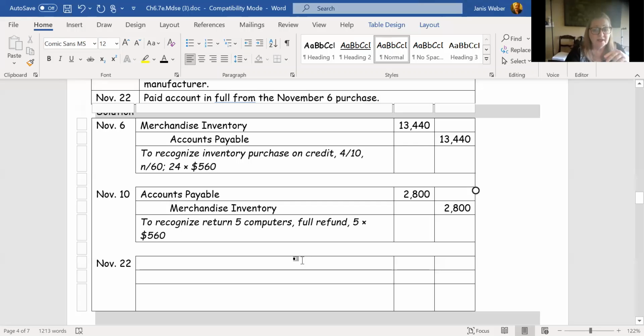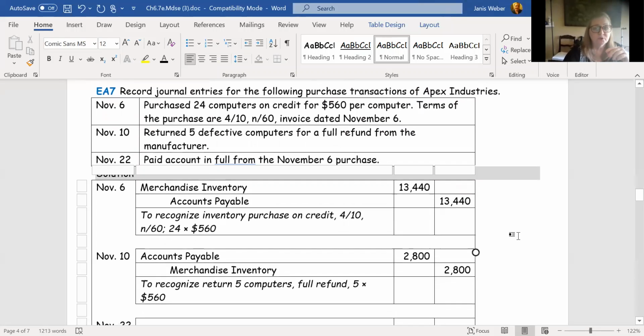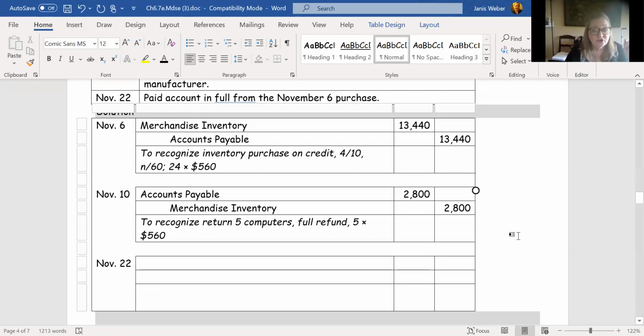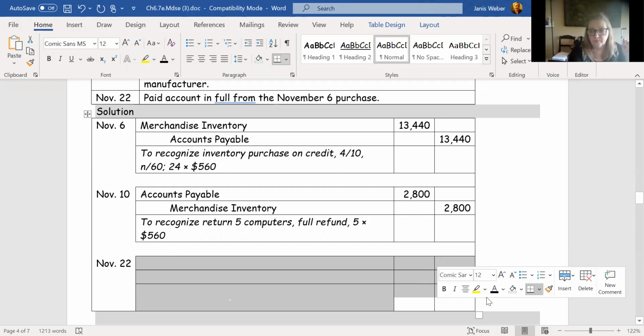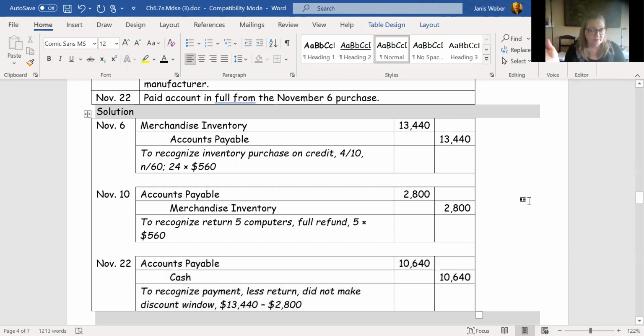So when it's time to pay, we pay them on November 22nd. Is that within the 10 days? Whoa, the 16th was the last day for the discount. So we missed the discount, and there won't be a discount in this journal entry. There's just going to be paying the balance we owe them. So we debit accounts payable for the full balance we owe them. That's always the way of it. We're going to clear that accounts payable, and we're going to credit cash for the full amount because we didn't get the discount.